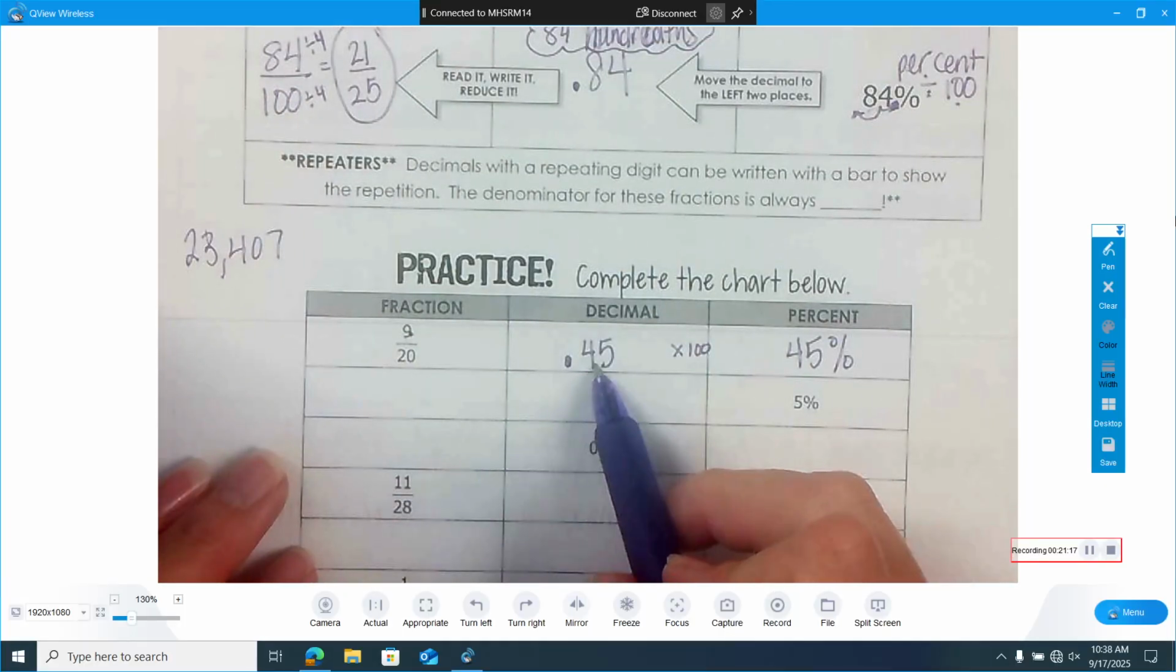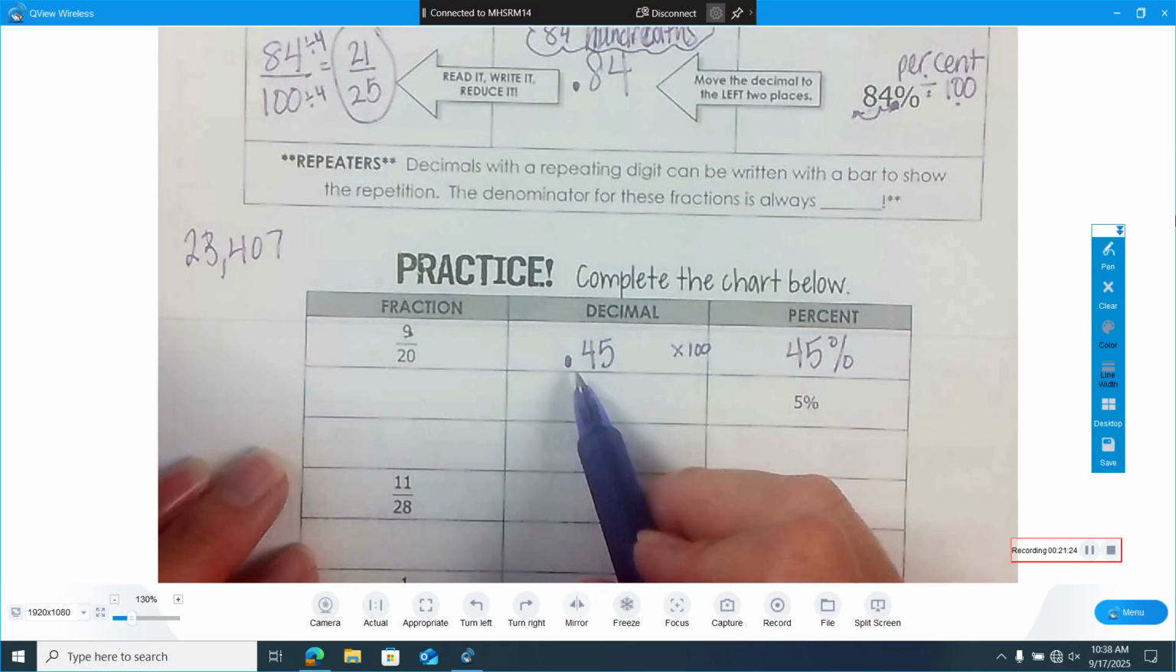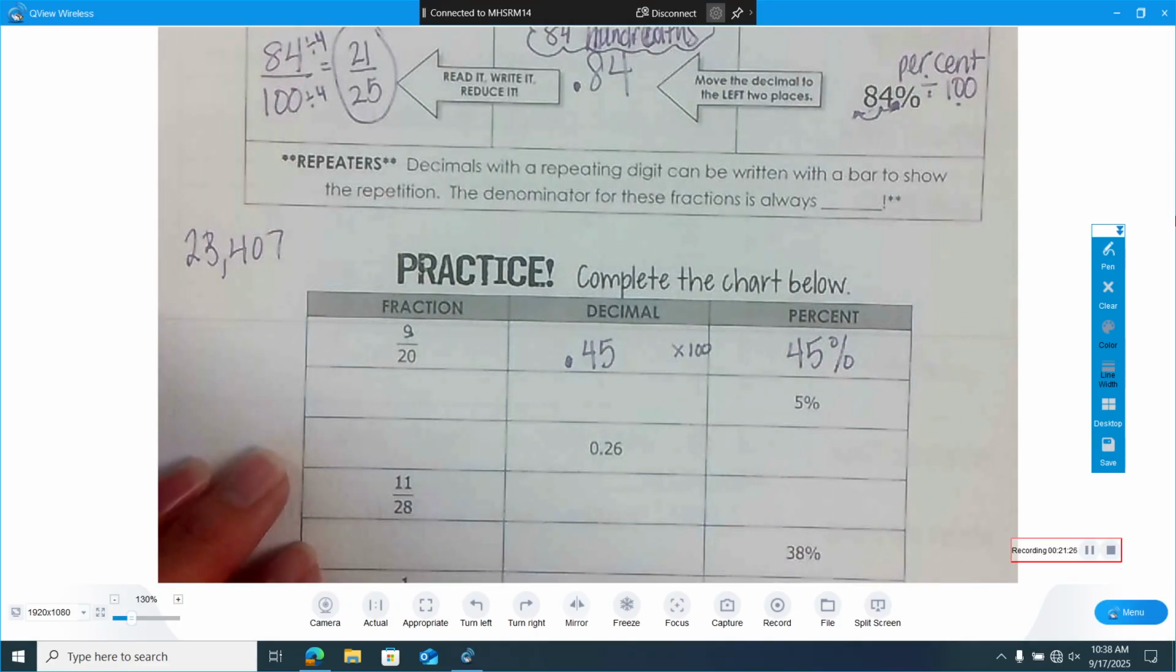Multiplying by 100 has the effect of moving the decimal 2 spaces, but to make it a larger number, all right? We went from a small decimal to a large 45, okay?